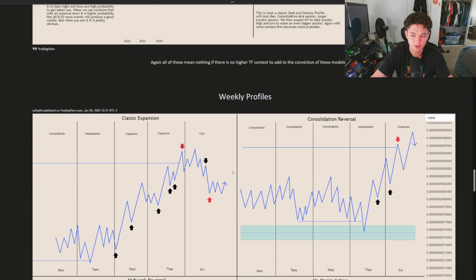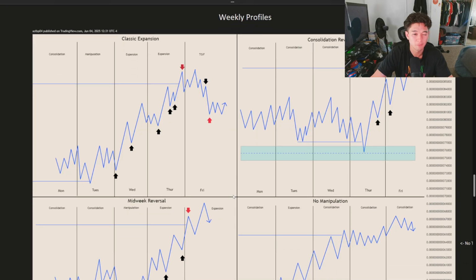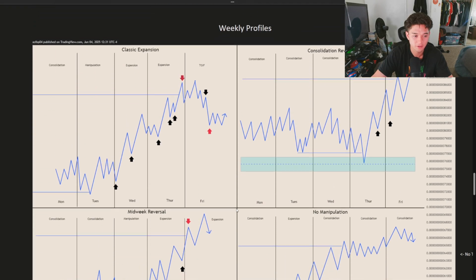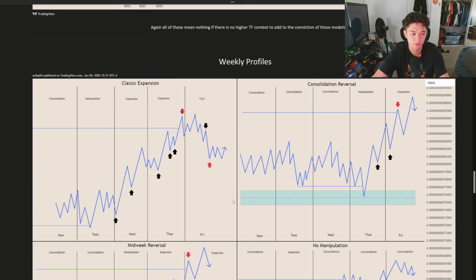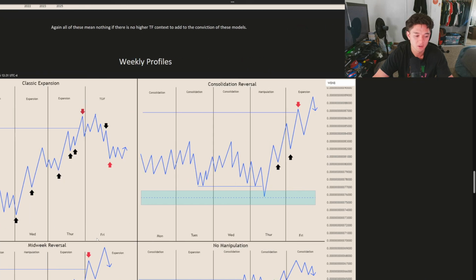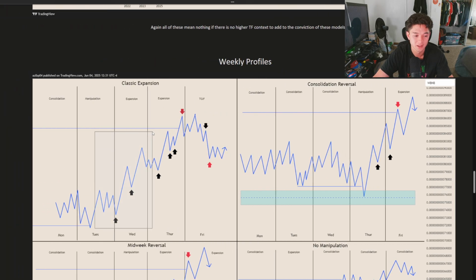And then I also really love the weekly profiles. So these are the 4 weekly profiles I like to look for. Classic expansion, classic buy, bullish classic expansion, and bearish classic expansion. So this is obviously bullish. We manipulate lower. Monday, Tuesday, we manipulate. We then get expansion. Expansion, manipulate, expansion, manipulate, and then maybe a TGIF model.